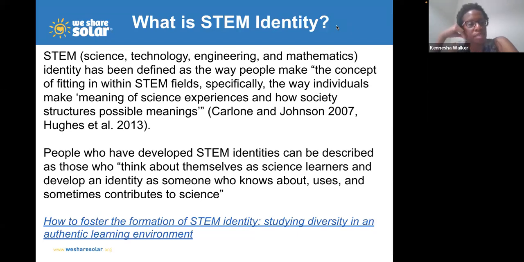STEM, science, technology, engineering, and mathematics identity has been defined as the way people make the concept of fitting in within STEM fields, specifically the way individuals make meaning of science experiences and how society structures possible meanings. People who have developed STEM identities can be described as those who think about themselves as science learners and develop an identity as someone who knows about, uses, and sometimes contributes to science.